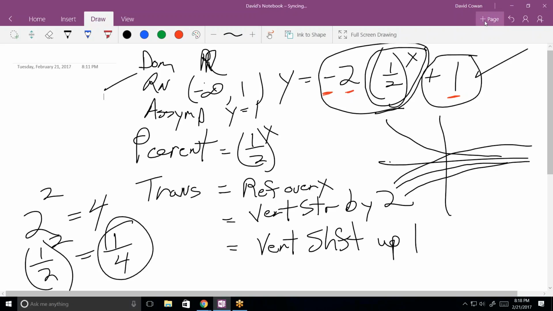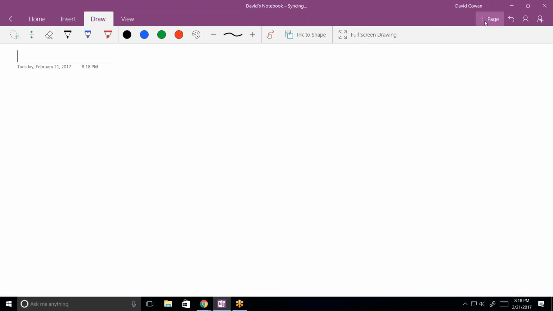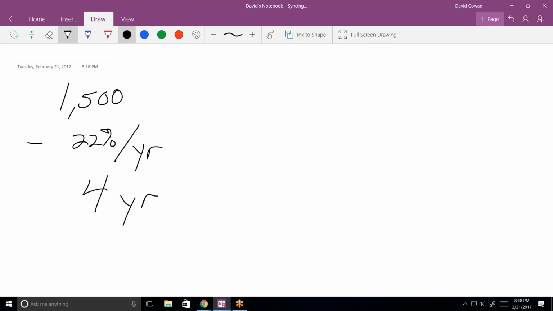Okay, what else? This one's just using our calculator, but it says a new laptop costs $1,500. The value of the computer decreases by 22% each year. Estimate the value of the computer after owning it for 4 years. Okay, give me your general equation.